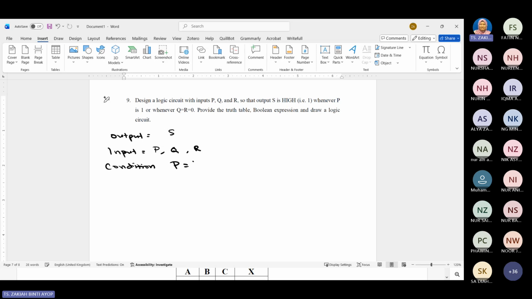Okay, write the condition. It says that whenever P is 1, and then there's OR there, or whenever Q and R is equal to 0. So it says here, Q is equal to R is equal to 0. Now, this condition can be met either or here. Here it says or. So that means we use the OR condition. Now, provide the truth table. Very easy for you to do that.